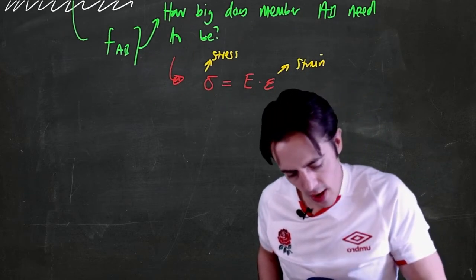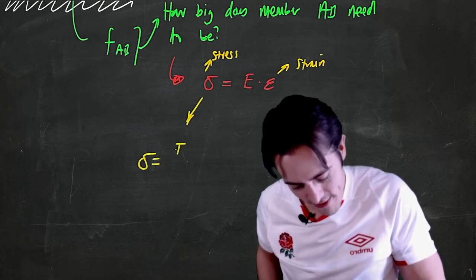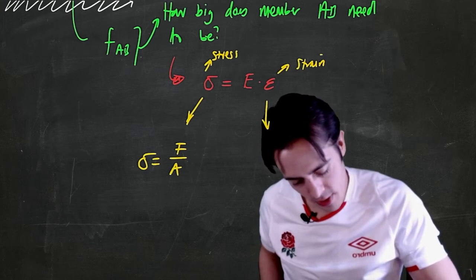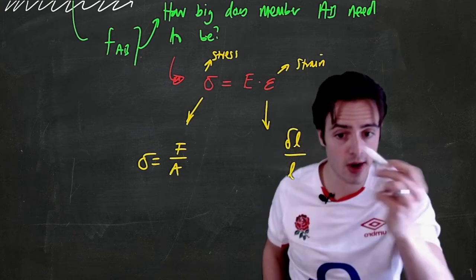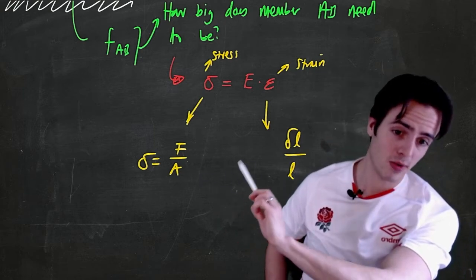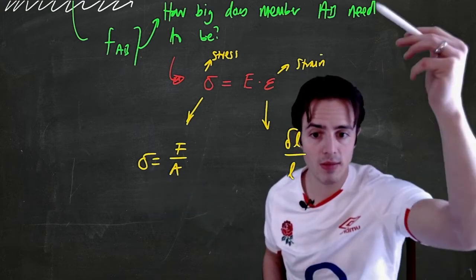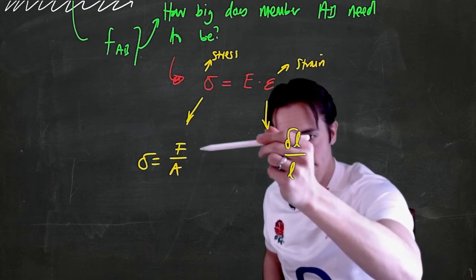Okay, so stress is equal to force over cross-sectional area, and the strain is equal to change in length divided by its original length. So this is non-dimensional. This has units of newtons per square meter or pascals. So this one here helps us determine, for example, the maximum size. So once we've worked out FAB, that's this bit here.